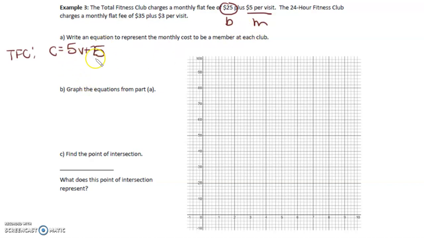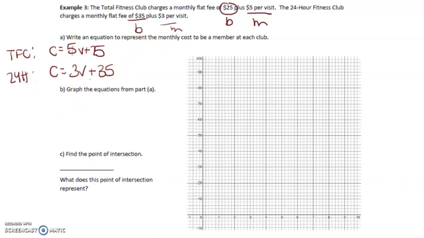Now the 24-hour fitness club, the cost is a monthly flat fee of $35, that's our y-intercept, plus a $3 visiting fee, which is going to be our slope. So those are going to be our two equations. A asks us to write the equations. And now B asks us to graph.